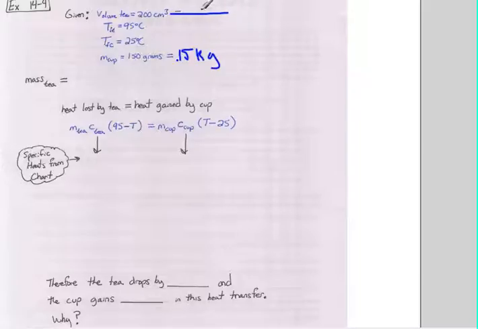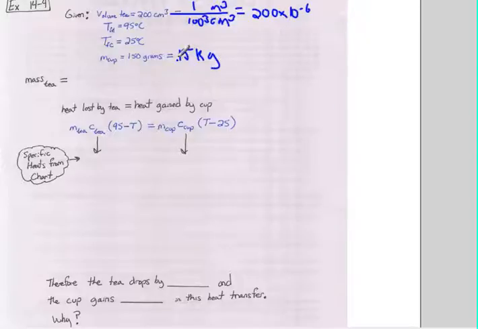If we want meters on top, we better put centimeters on the bottom so they cancel out. They're cubic, so we better cube everything. One meter is 100 centimeters, but if we're cubing it, we have to cube everything, and one cubed is just one. So that's really like 200 divided by a million. So it's 200 times 10 to the negative 6th cubic meters.